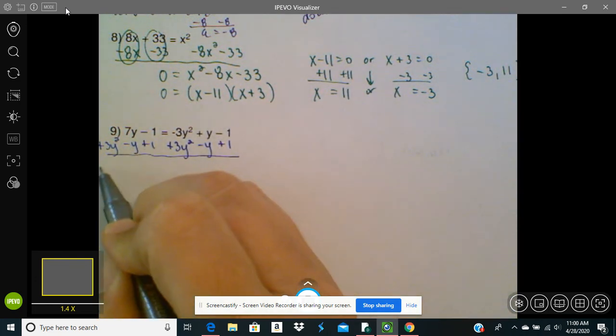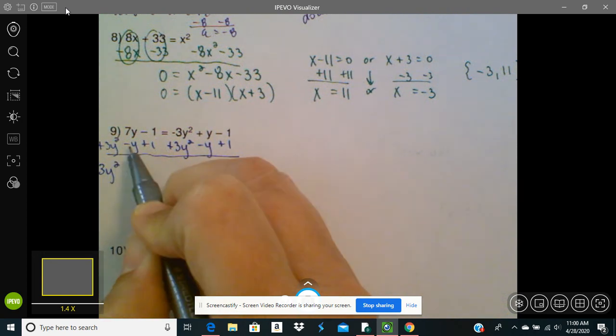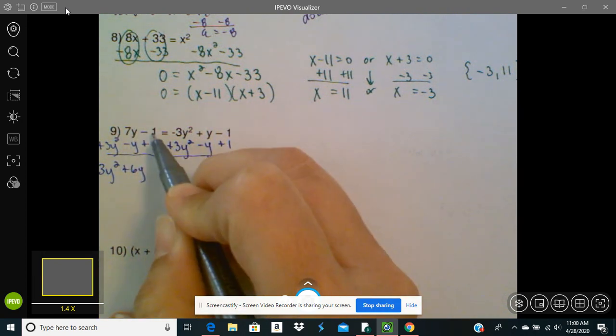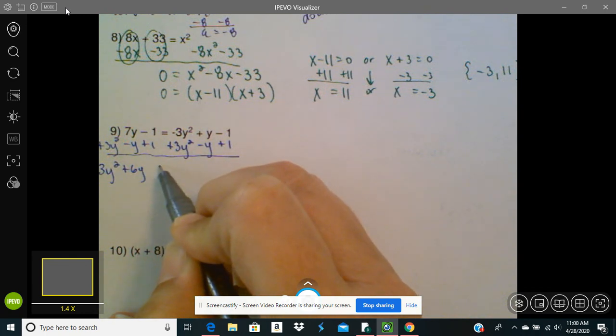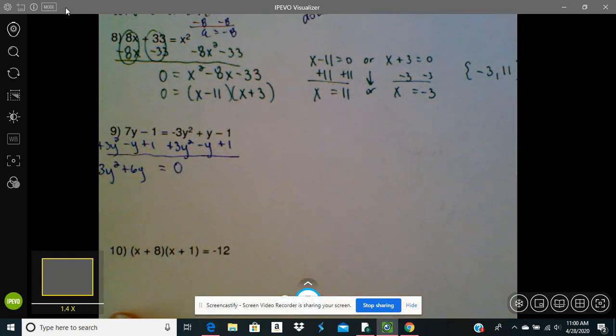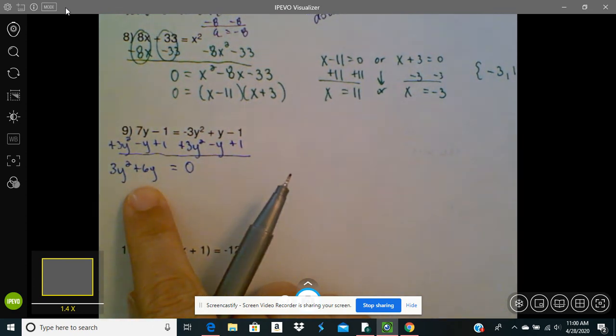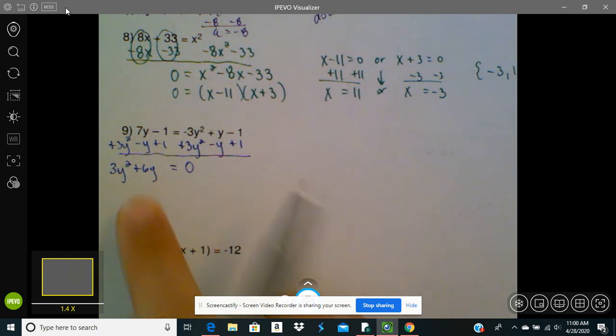Okay, so this comes down as 3y squared. 7y minus y is 6y. Negative 1 plus 1 is 0. And all of that zeroes out. See this? This is so pretty. It's so simple. It looks like one of the easier problems on the front.